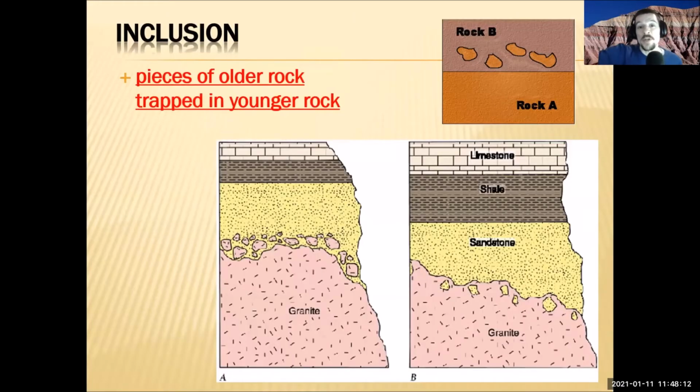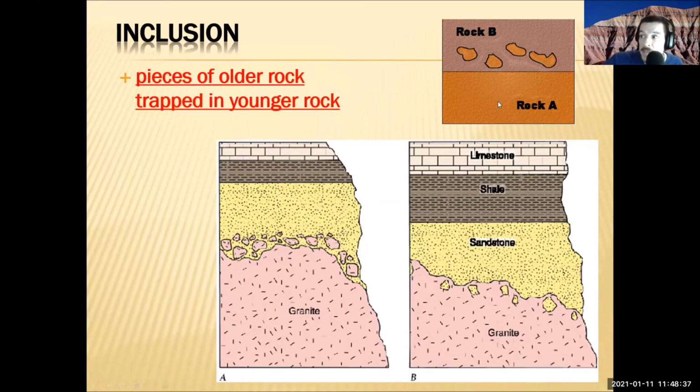All right, now let's talk about inclusions. Now, I know we just talked about intrusions. Now I'm mentioning inclusions. Don't let those words trip you up. Intrusions is the magma pushing through. Inclusions is like when something's included for free. So we see pieces of older rock have been trapped in younger rock. Go ahead and write that down.